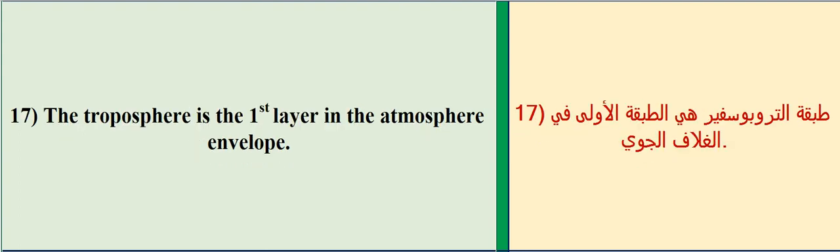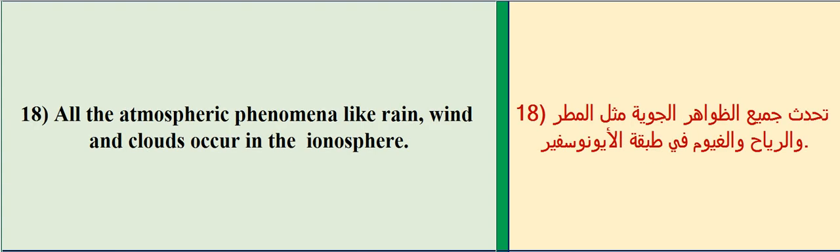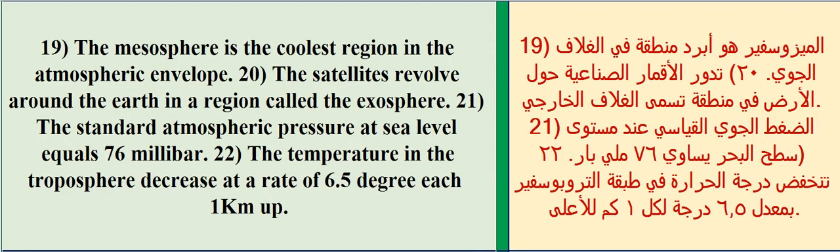17. The troposphere is the first layer in the atmospheric envelope. 18. All the atmospheric phenomena like rain, wind, and clouds occur in the ionosphere. 19. The mesosphere is the coolest region in the atmospheric envelope. 20. The satellites revolve around the Earth in a region called the exosphere.